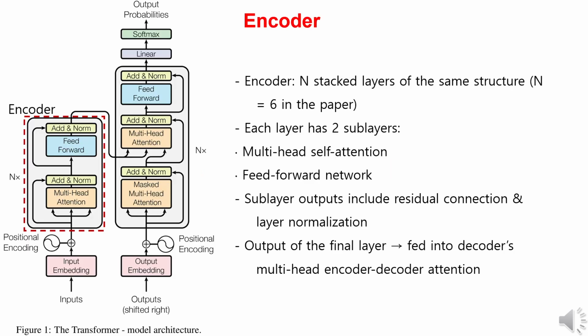The figure shown here illustrates the overall architecture of the transformer, and the part highlighted in red corresponds to the transformer's encoder. The encoder is built by stacking n identical layers, and in the original paper, 6 layers were used. Each encoder layer consists of 2 sublayers, multi-head self-attention, and a feed-forward network. The output of each sublayer is processed with residual connections and layer normalization. Finally, the output of the last encoder layer is passed on to the decoder, where it is used in the multi-head encoder-decoder attention mechanism.